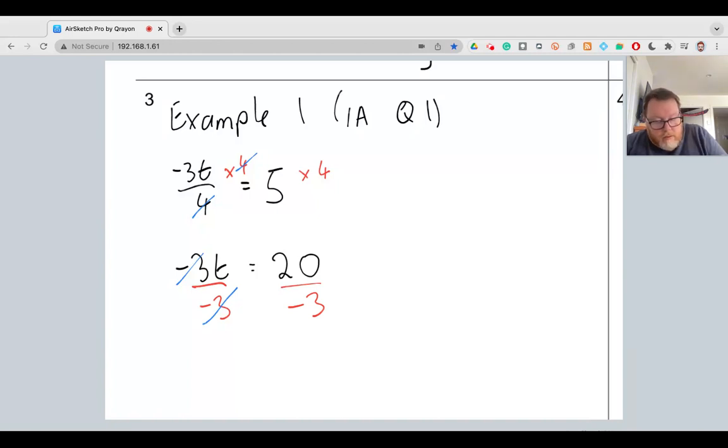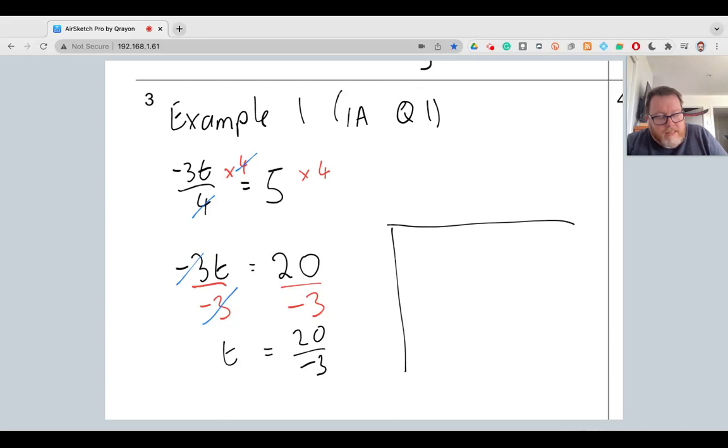So I end up with t equals 20 over negative 3, but that's not a great way of writing it. Basically, think about what this means. 20 over negative 3 simply means I've divided 20 by negative 3. Well, I've just divided a positive by a negative, so what's the result going to be? It's going to be a negative result, right? So I can simply write t equals negative 20 over 3.